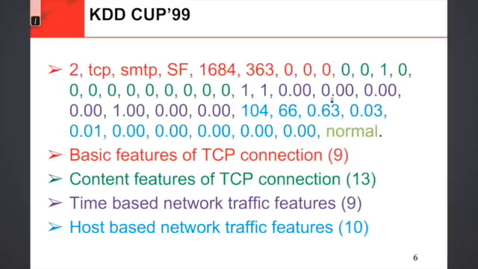The purple ones are the time-based network traffic features, like how many times it has attempted login, or how many files the guest created in the last 2 minutes. And the last blue part is the host-based network traffic features. This record is normal in our case.